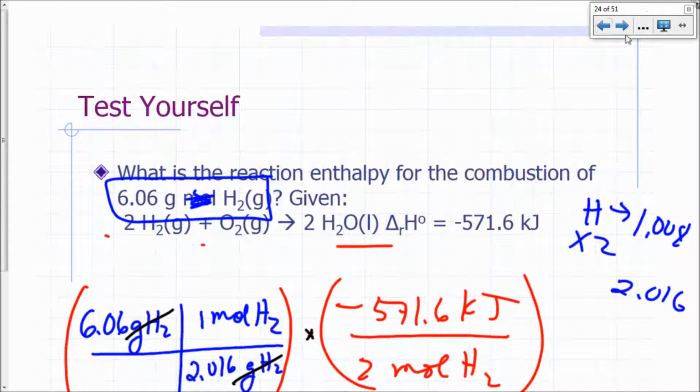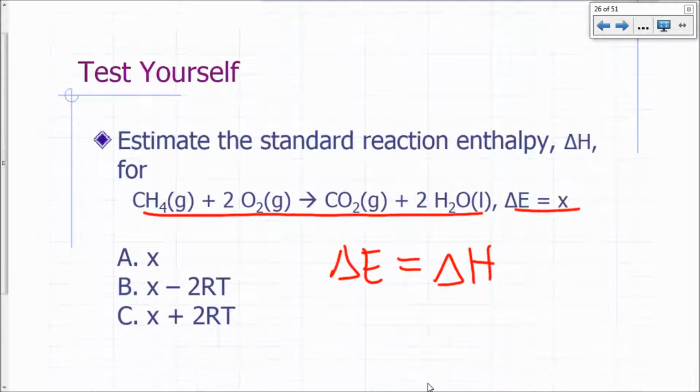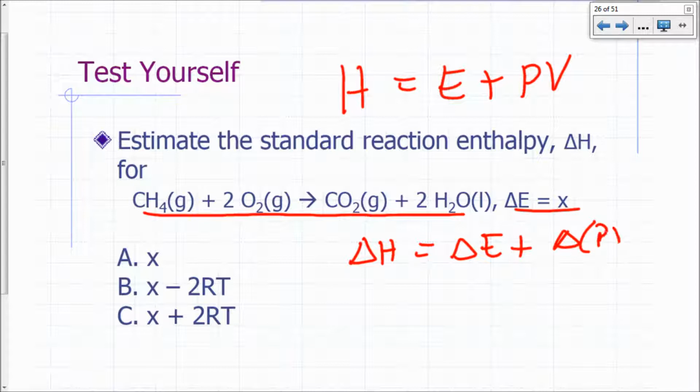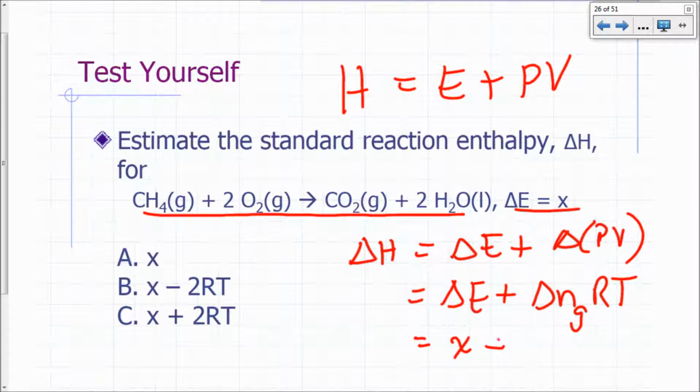Remember we said H is equal to E plus PV. Okay. So that's the definition of enthalpy. So delta H is delta E plus delta PV. So that's delta E plus delta N gas times RT. What's our delta N gas here? So our delta E is X, delta N gas times RT.